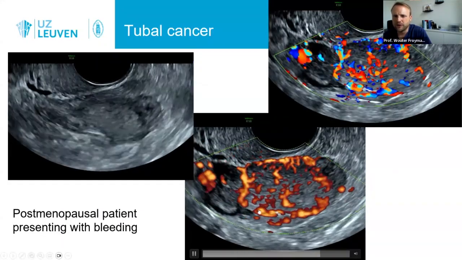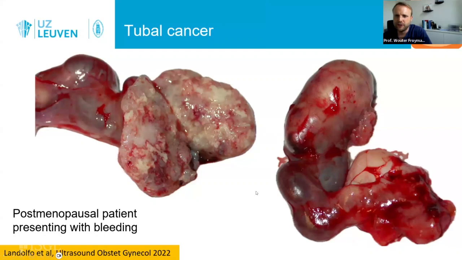So this was a macroscopic specimen. So you see here the mass inside the tube. Here you see the fimbriae and separate to it, the ovary.